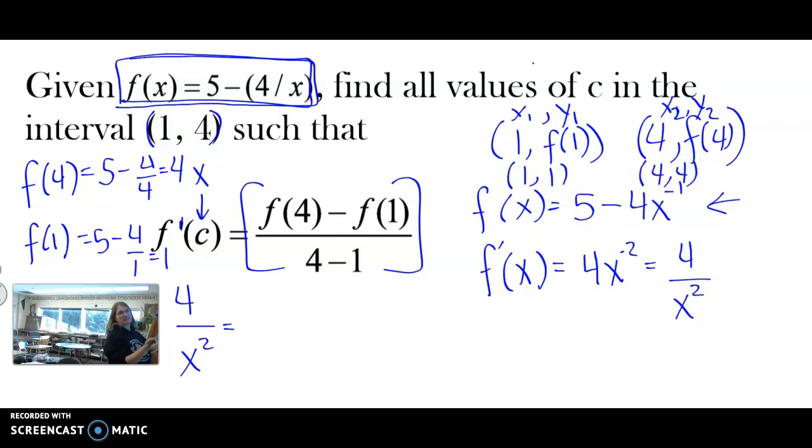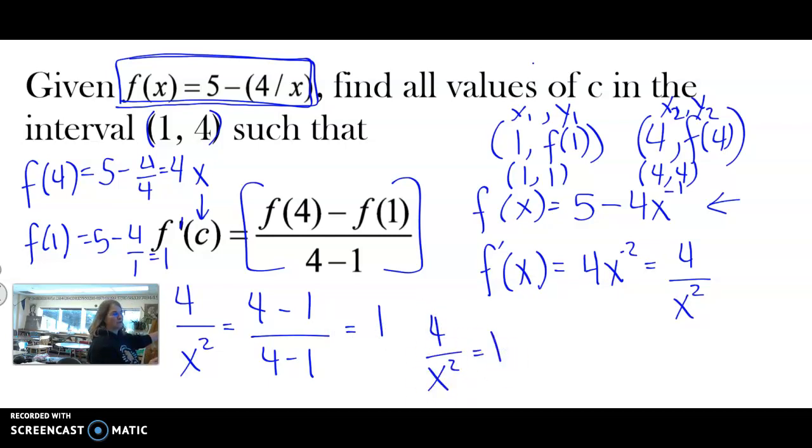So if I plug that all in, my f of 4 is 4, my f of 1 is 1, and I get over 4 minus 1. So that ends up being 3 over 3, or 1. So we want to find when does the instantaneous rate of change equal the average rate of change, which was 1.